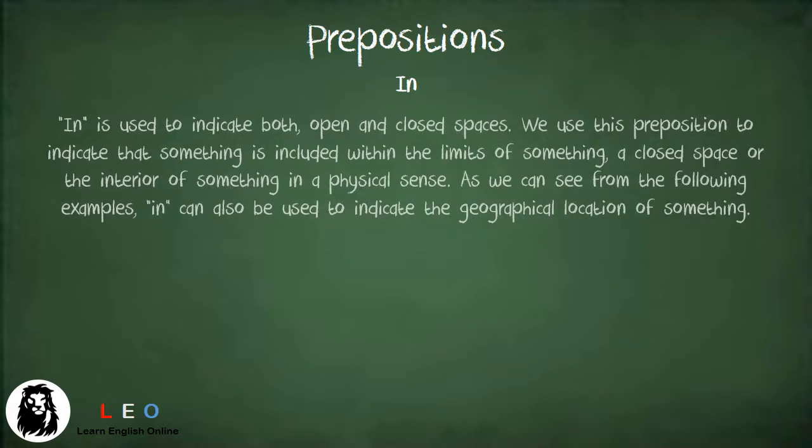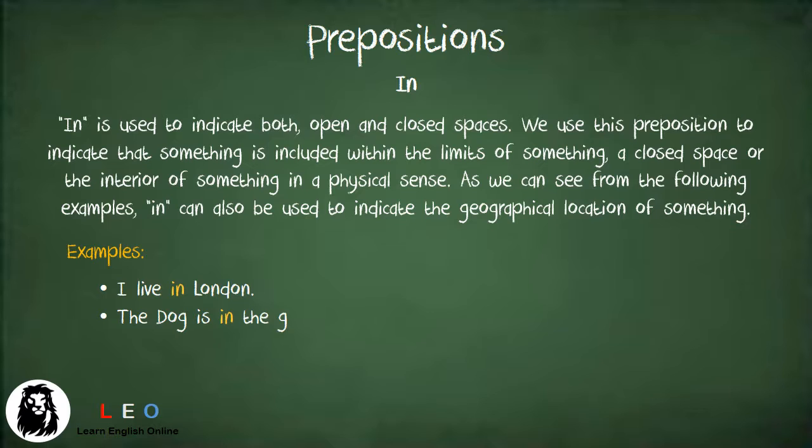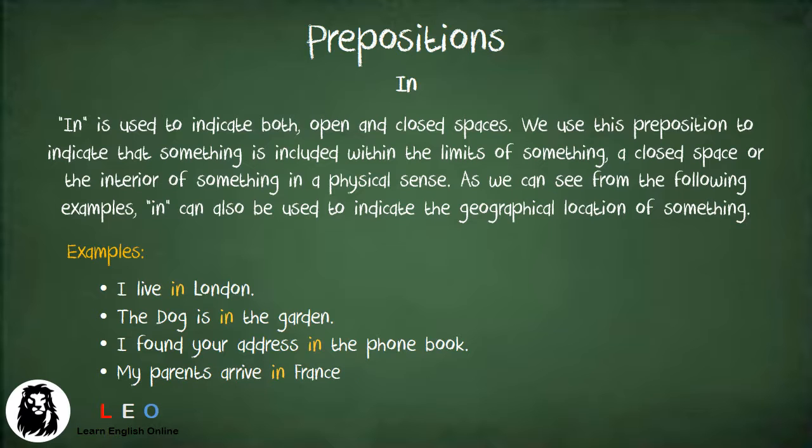Preposition in. In is used to indicate both open and closed spaces. We use this preposition to indicate that something is included within the limits of something, a closed space or the interior of something in a physical sense. As we can see from the following examples, in can also be used to indicate the geographical location of something. I live in London. The dog is in the garden. I found your address in the phone book. My parents arrive in France on Monday.